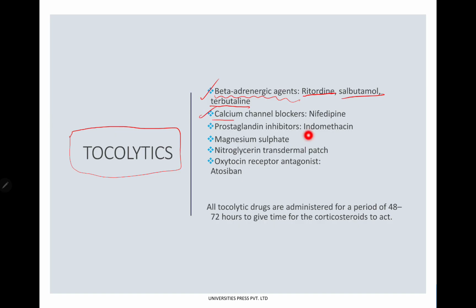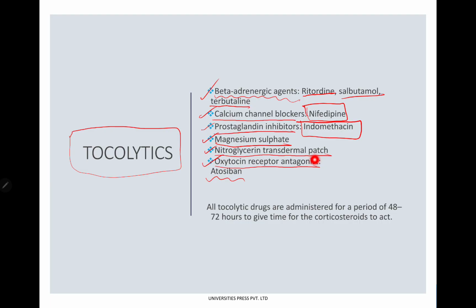Then we have calcium channel blockers. The very, very important calcium channel blocker used as a tocolytic is nifedipine. Next is prostaglandin inhibitor, like indomethacin. Magnesium sulfate, nitroglycerin transdermal patch, and oxytocin receptor antagonist, that is atosiban. So these are the tocolytics.